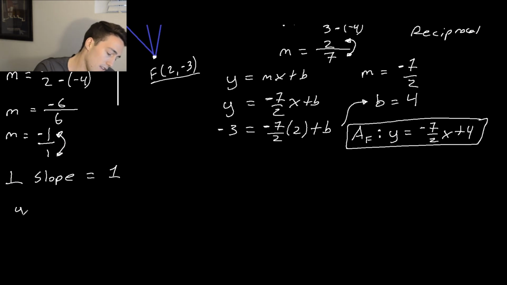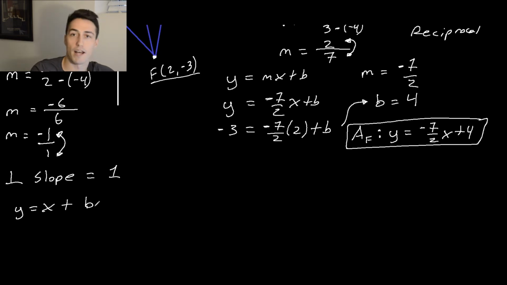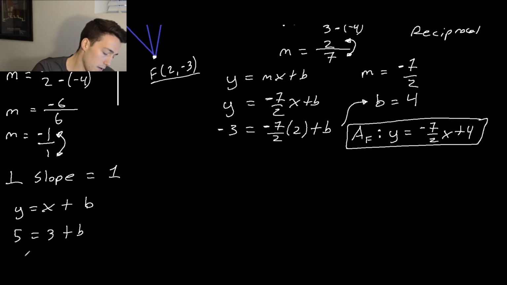So we're going to get y equals x plus b, because our m is 1, so we can just write x. If we sub in our point of 3, 5 for E, we get 5 equals 3 plus b. B is equal to 2. So our altitude of E is y equals x plus 2.